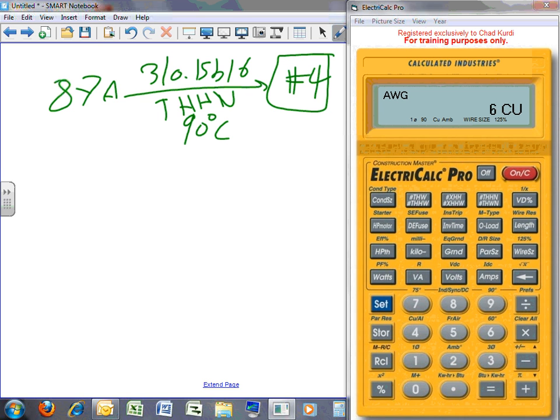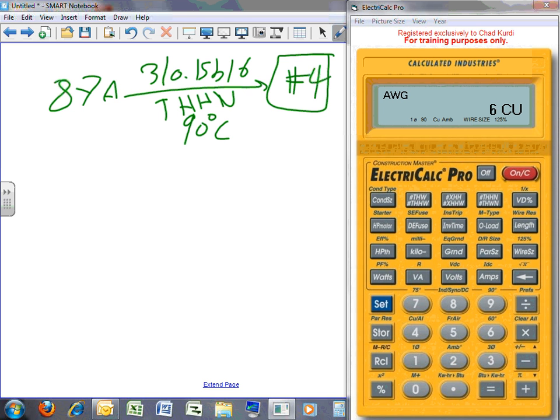What was the size before? The size before was number 6. Is this size larger than number 6? Yes. That's the key point. This method should give you a size larger than what you normally use. If you end up with a smaller size like we did, you would never use that.